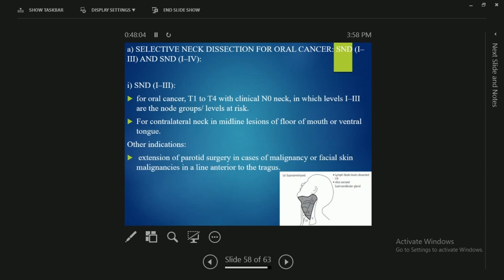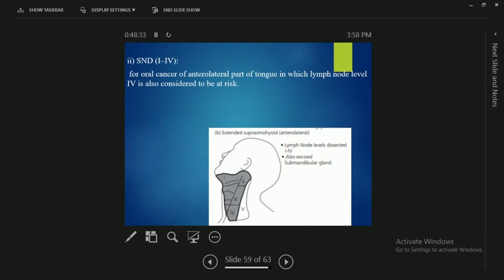Selective neck dissection levels 1 to 3 is done for oral cancer, T1 to T4 with clinical N0, in which levels 1 to 3 are the node groups at risk. It is also done for the contralateral neck in midline lesions of the floor of mouth or ventral tongue. Other indications are extension of parotid surgery in cases of malignancy, or facial skin malignancy in a line anterior to the tragus. And selective neck dissection 1 to 4 is done for oral cancers of the anterolateral part of the tongue, in which lymph node level 4 is also considered to be at risk.